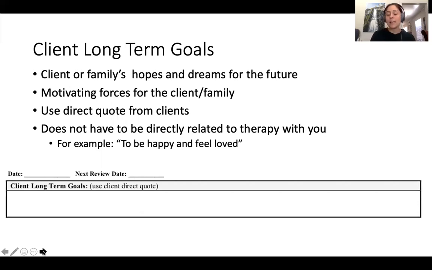So the example that I've provided here, sorry, on the top, is the client said to be happy and to feel loved. And that's what would be written in the box that you see here. This is a quote specifically from the client of what they have as their long-term goal, and you're not going to modify it in any way. You're just going to write it in there in the client's long-term goal.